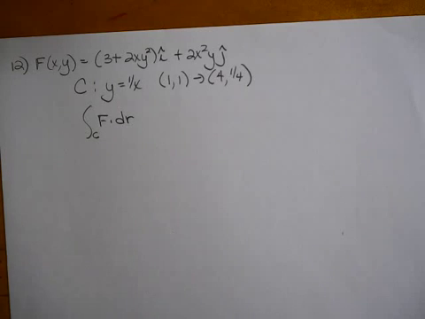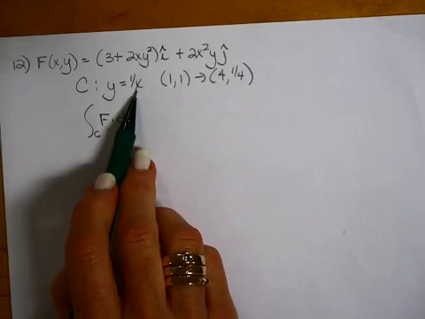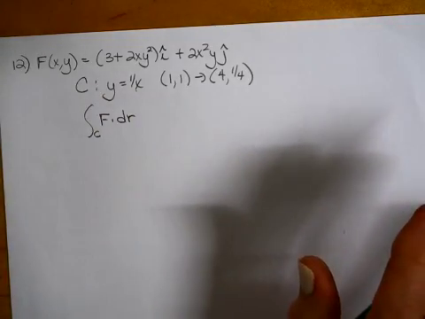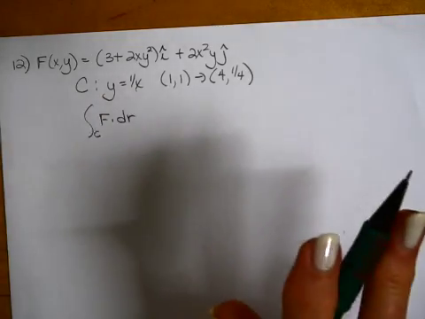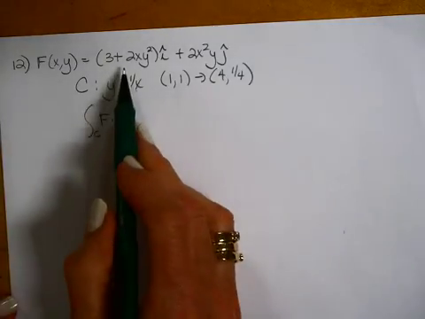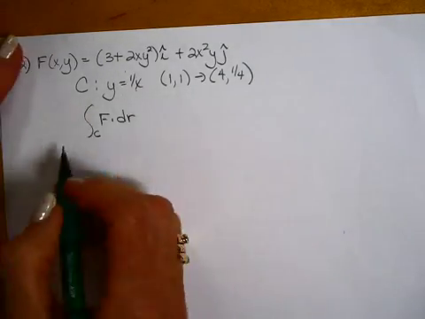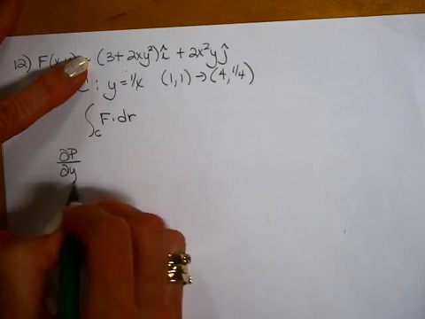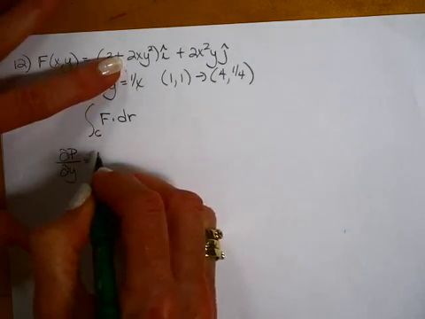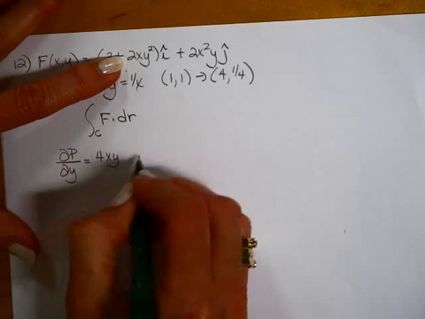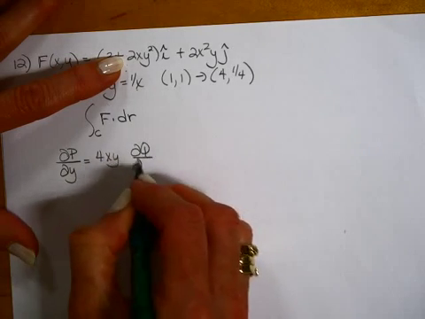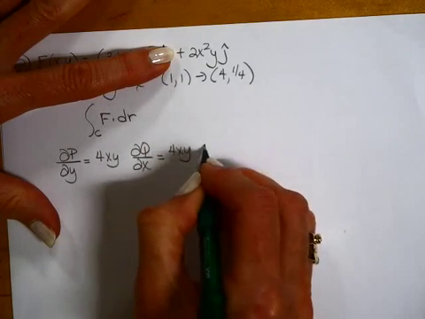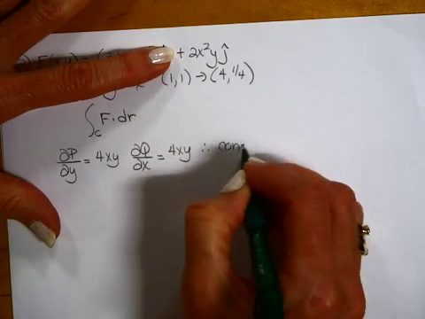Now, if you were doing last night's homework, you'd find a parametric equation for this. You'd substitute it in your line integral and you'd do all that stuff. But that's not what we're using today, okay? We're going to see if this is conservative. So, look at your partials. The partial of P with respect to y is 4xy. The partial of Q with respect to x is 4xy. Therefore, it is conservative.